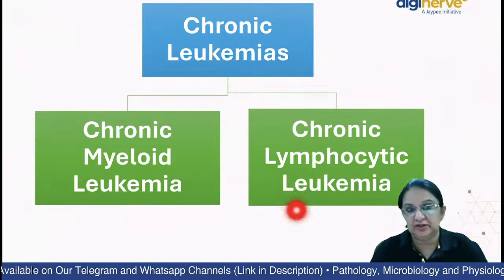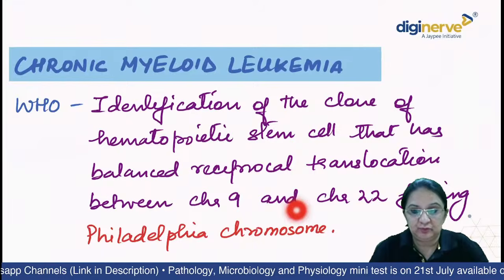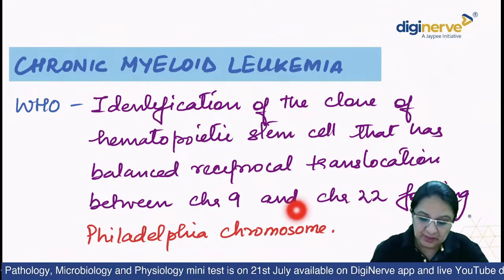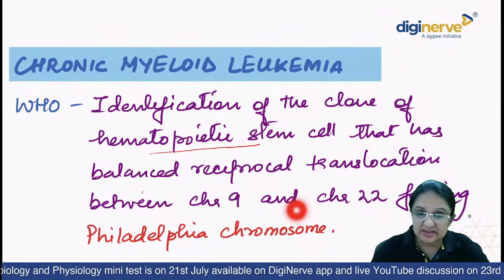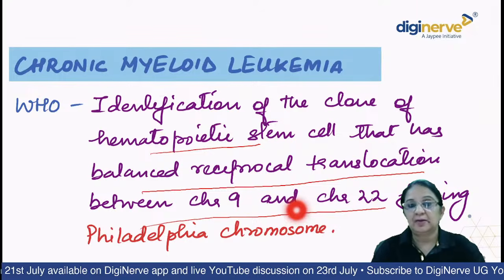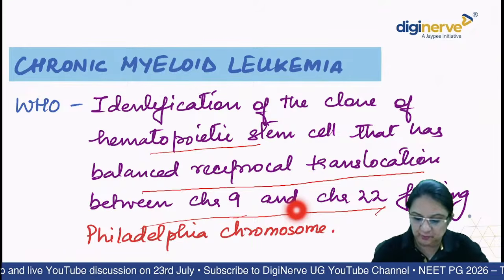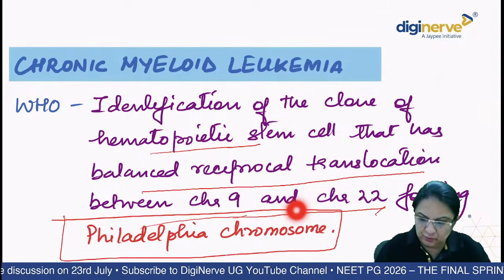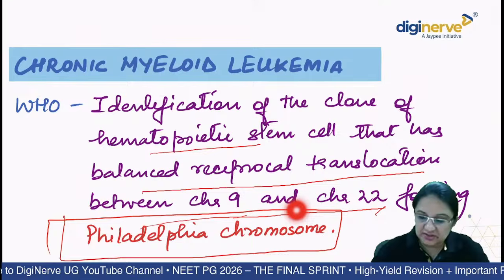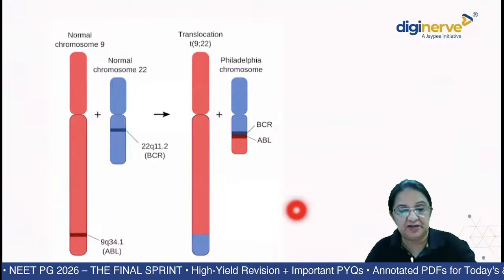Coming to chronic leukemias. First of all, chronic myeloid leukemia. Okay, chronic myeloid leukemia, characteristic definition: there is identification of the clone of hematopoietic stem cell, with a balanced reciprocal translocation between chromosome 9 and 22, forming the Philadelphia chromosome. So whenever you see Philadelphia chromosome positive, it is a case of CML. Okay. Normally, there's a balanced translocation. From one place to another, there is a balance.